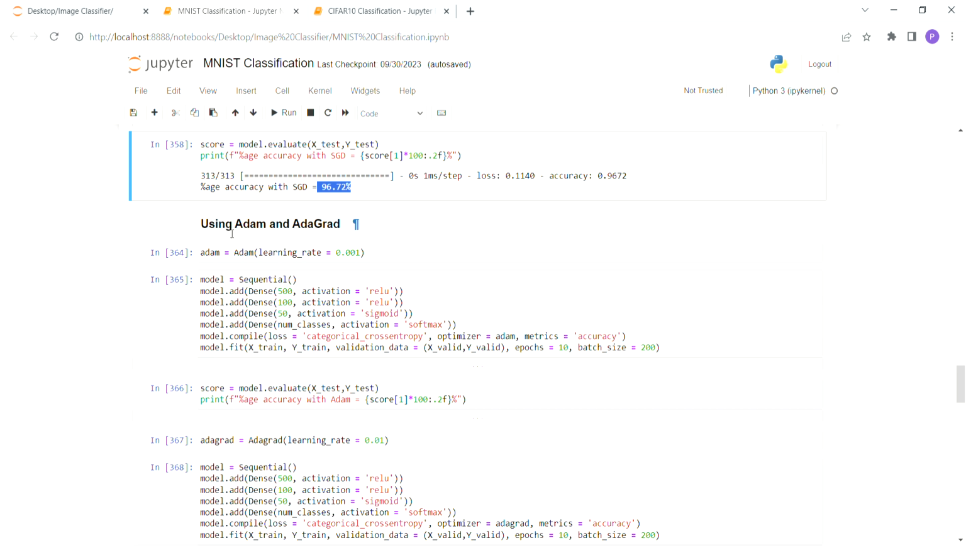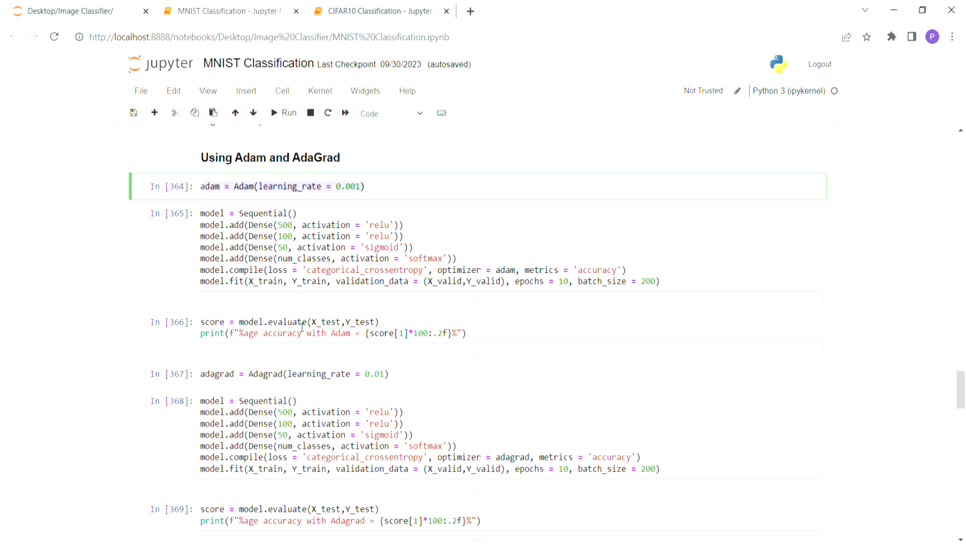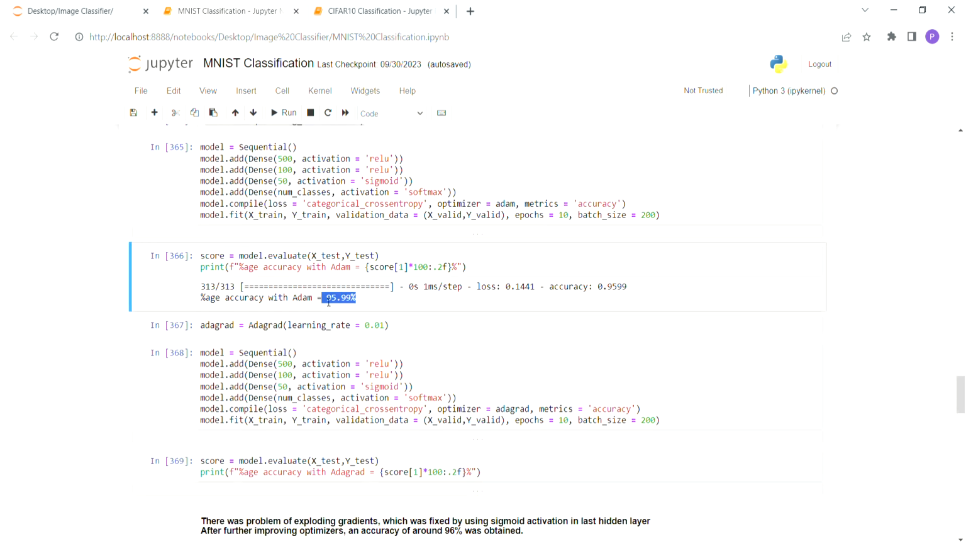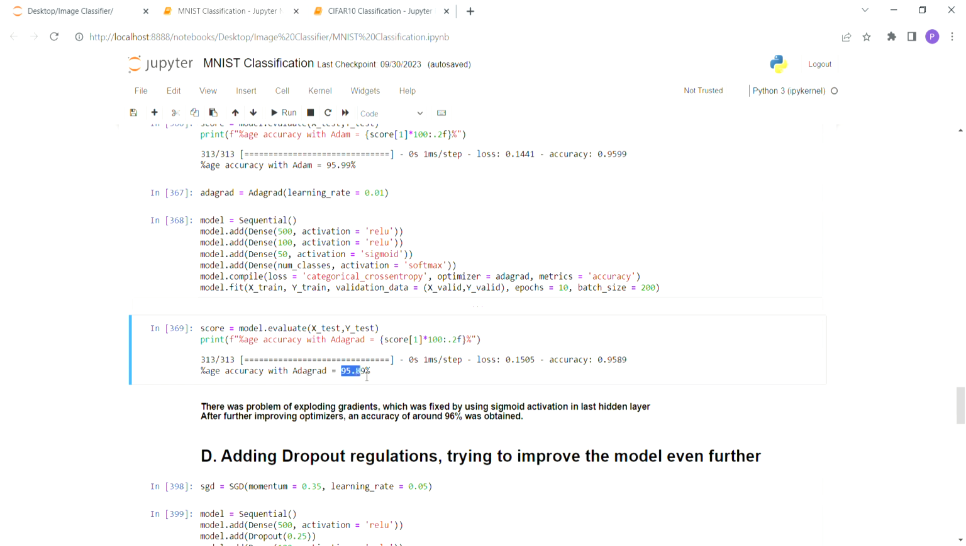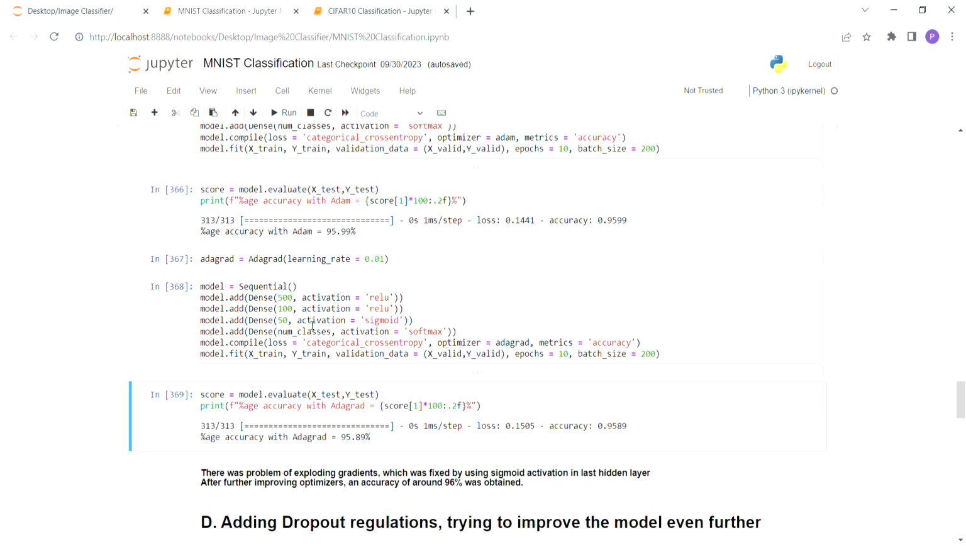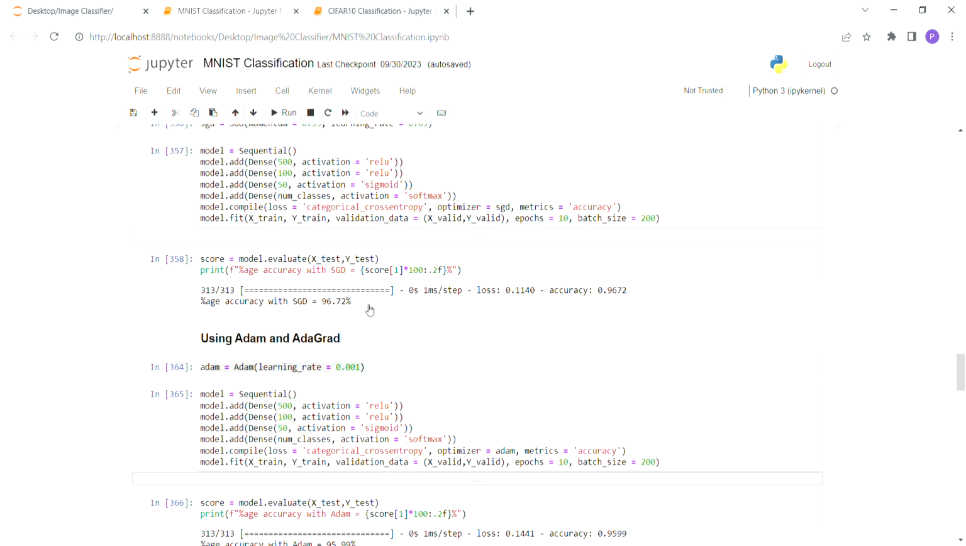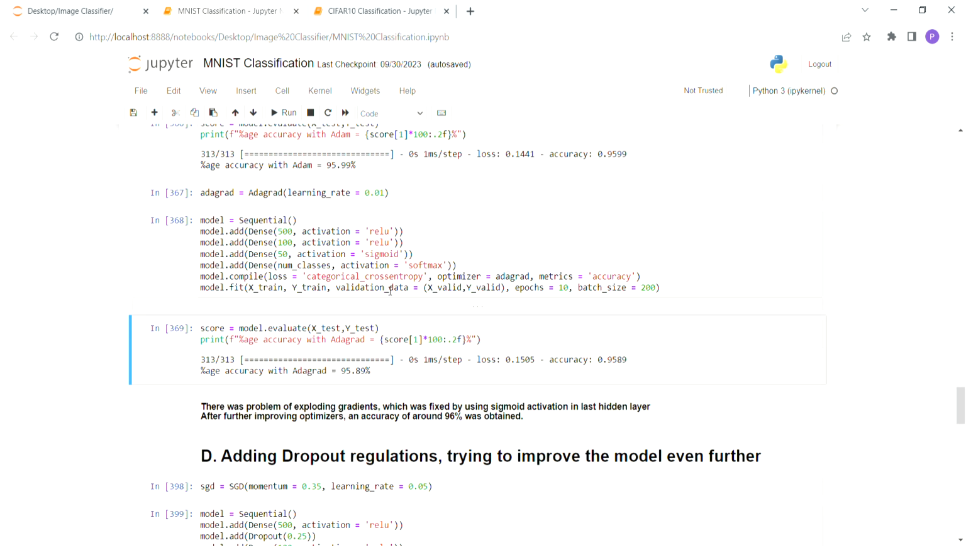Further, we will be using other optimizers like Adam and Adagrad. In Adam, we can see the accuracy is 95.99%, and in Adagrad, the accuracy is 95.89%, which is almost similar to what we were getting using SGD with momentum.